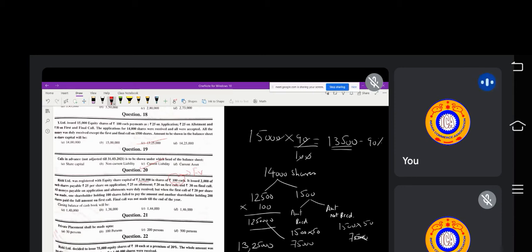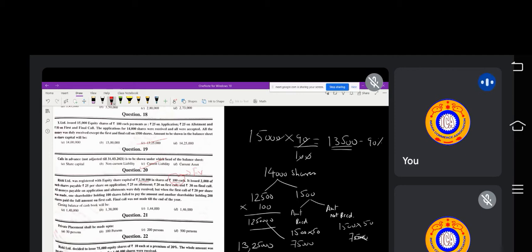So which means the face value of rupees 100 has got divided in such a way that on application rupees 25, on allotment rupees 25, so 50 rupees, and 20 rupees on first call, so 70, and the balance 30 rupees goes in the final call value.